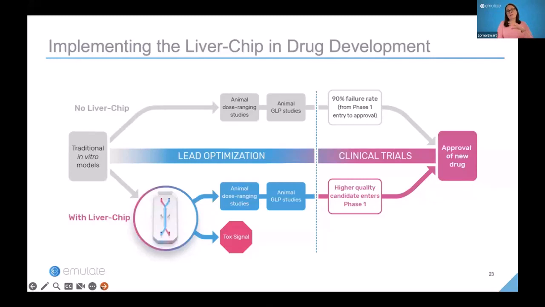But of course, it is important to remember that animals will tell us much more about organs other than the liver. The Liverchip is only going to tell us about the liver. And we're saying that if we follow such a path, we would be able to enter higher quality candidates into phase 1. And remember, I did show you many examples, and even as recent as this year, where clinical trials have been placed on pause due to hepatotoxicity.